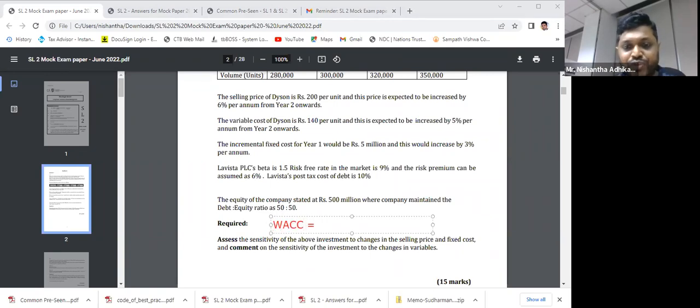WACC equals cost of equity 18% into 50%, plus cost of debt 10% into 50%, right? Simply, what is the answer? I need the answer quickly. Someone says 13.2. Tilini says 14%. Yes, the answer should be 14%. 18% into 50%, 9. 10 into 50%, 5. 9 plus 5, it is 14. Now you know the cost of capital rate.